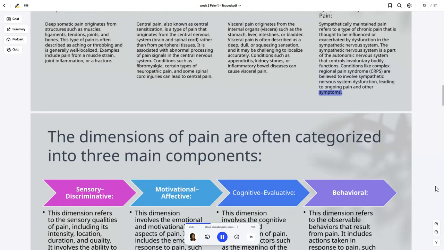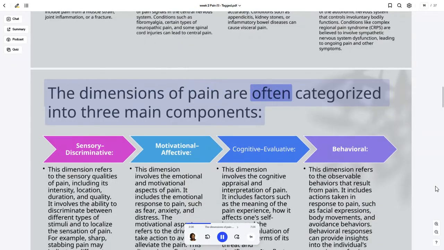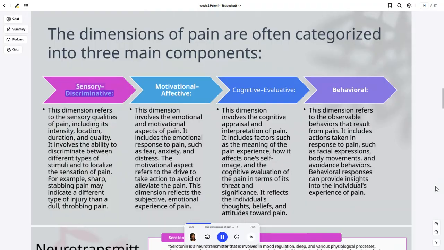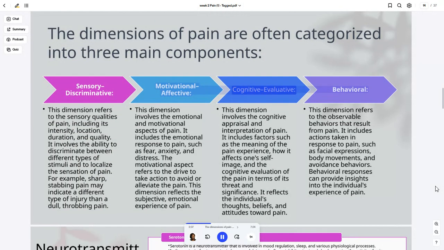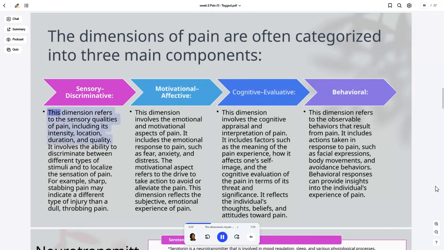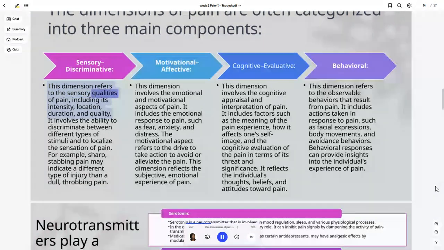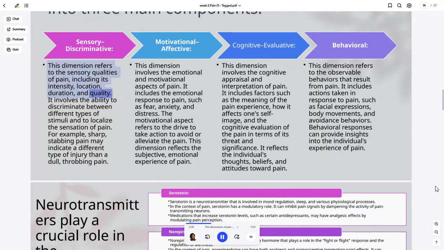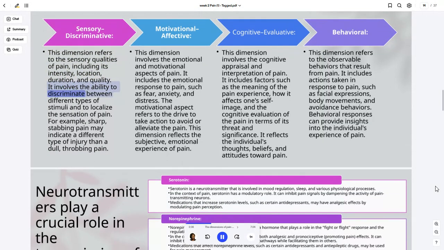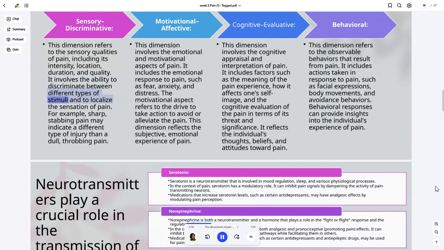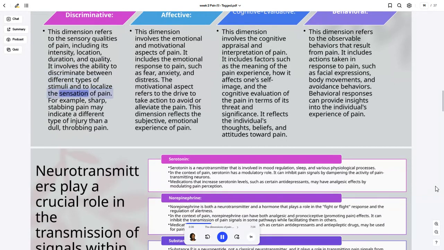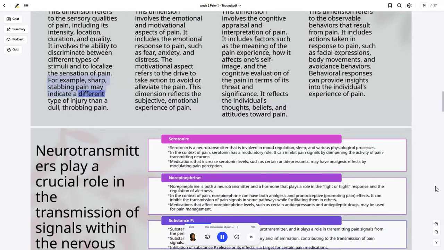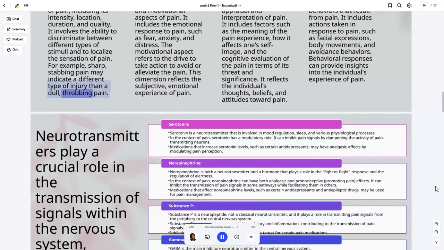The dimensions of pain are often categorized into three main components: sensory-discriminative, motivational-affective, and cognitive-evaluative, with a behavioral aspect as well. The sensory-discriminative dimension refers to the sensory qualities of pain, including its intensity, location, duration, and quality. It involves the ability to discriminate between different types of stimuli and to localize the sensation of pain. For example, sharp stabbing pain may indicate a different type of injury than a dull throbbing pain.